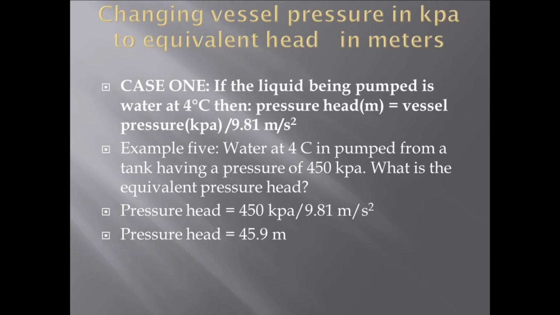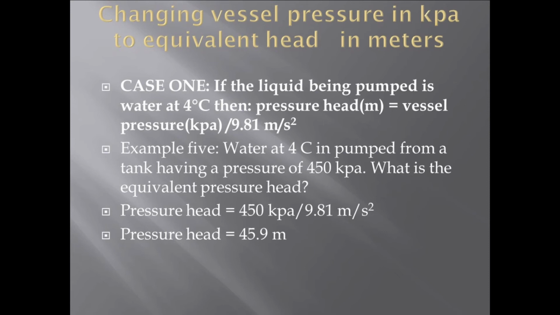Changing vessel pressure in kPa to equivalent head in meters, we're going to look at 3 possible scenarios and 3 equations for each one. Case 1. If the liquid being pumped is water at 4 degrees C, then pressure head in meters equals vessel pressure in kPa divided by G, or 9.81 meters per second squared.